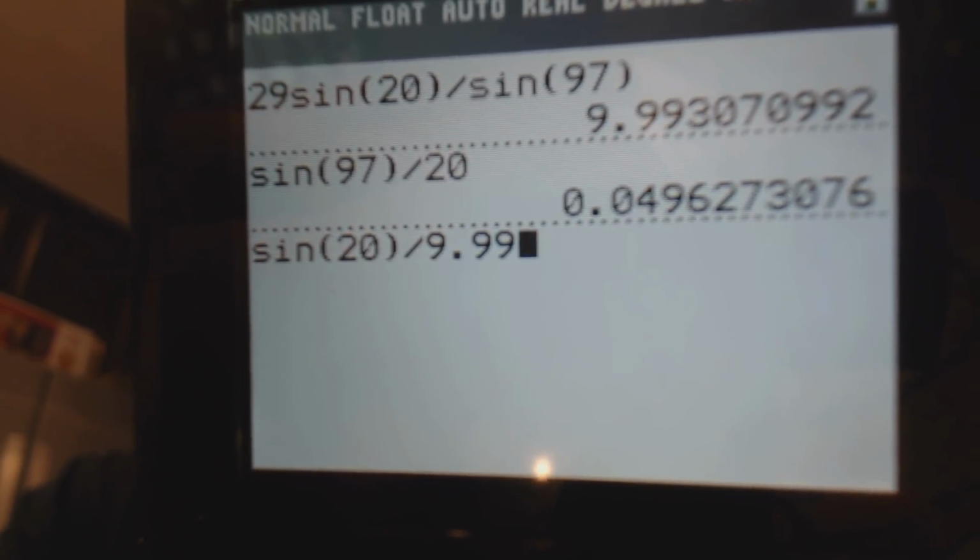Now watch this. The next one, sine of 20 over 9.99. If we're correct, that will be about 0.05-ish, right? So if I do this, well, that's not exactly, oh, well, I'm an idiot. Does anybody see my mistake here?